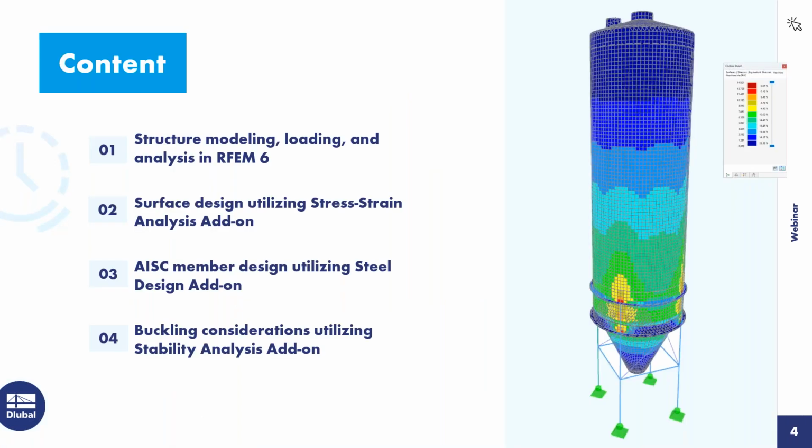So regarding the content over the next hour today, we will be partially modeling the structure that you see over here on the right-hand side, as well as loading and running a full analysis within our base FEA program, RFEM 6. After the analysis, we'll take it a step further to perform the surface design utilizing the stress strain analysis add-on. So this is code independent and does provide a stress design ratio for all the surfaces that you see over on the right. We'll then move on to the AISC member design at the base of the structure utilizing the steel design add-on. And finally, we'll talk about buckling considerations utilizing our third add-on, stability analysis.